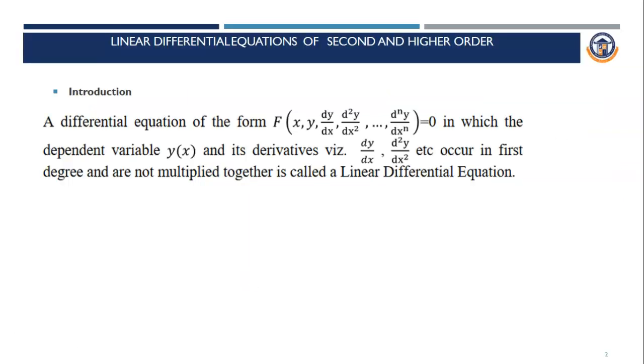Introduction. A differential equation of the form f of x, y, dy by dx, d square y by dx square, and so on up to d power n y divided by dx power n, that is equal to 0, in which y is the dependent variable of x and its derivatives dy by dx, d square y by dx square, and so on, occur in first degree and are not multiplied together, is called a linear differential equation.